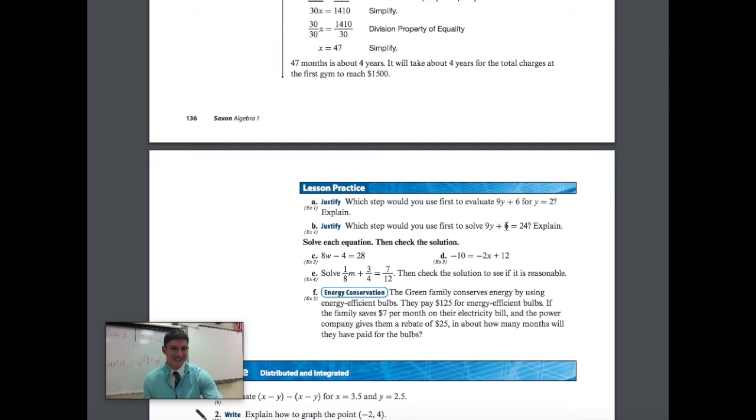So minus 6 on this side, minus 6 on this side. 24 minus 6 is 18. You're going to take 9, divide that by 9 on this side, divide 9 on this side. Y is going to equal 2. Just so happens that in the first equation they gave you what that answer was.